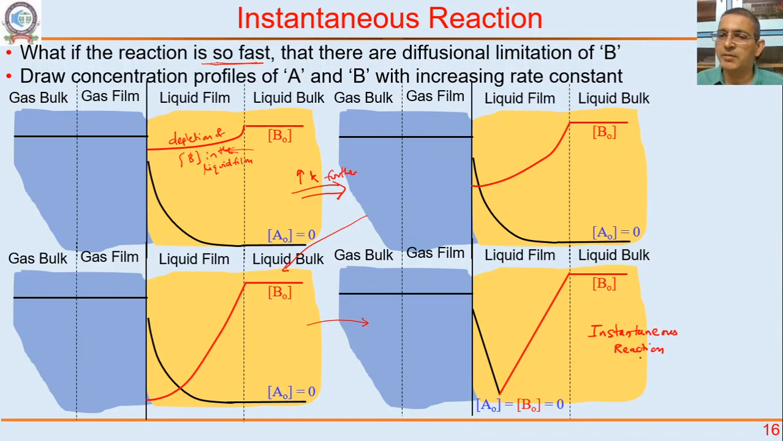A and B cannot exist. They exist only here. On the left side of this, there is only physical mass transfer of A, because there is no B to react. On the right side of this, there is physical mass transfer of B, because there is no A. A has been consumed before that. They come and consume each other instantaneously. Both A naught and B naught are 0 at this point.